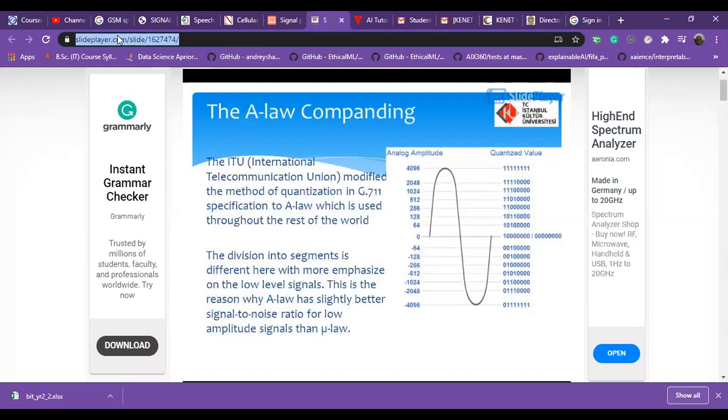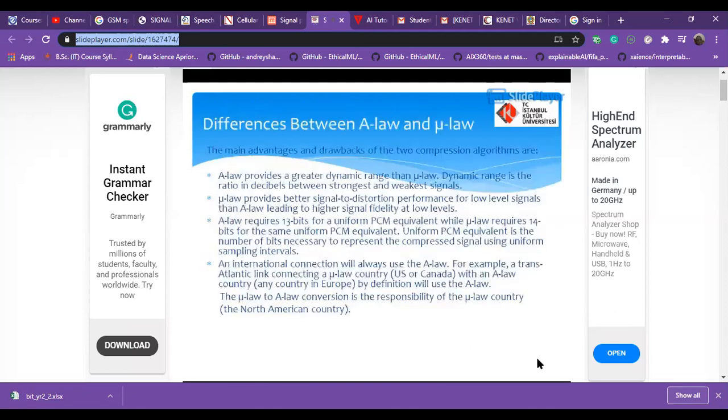The ITU, International Telecommunication Union, modified the method of quantization in the G.711 specification to A-law, which is used throughout the rest of the world. The division into segments is different here, with more emphasis on the low-level signals. This is the reason why A-law has slightly better signal-to-noise ratio for low-amplitude signals than mu-law. Differences between A-law and mu-law.